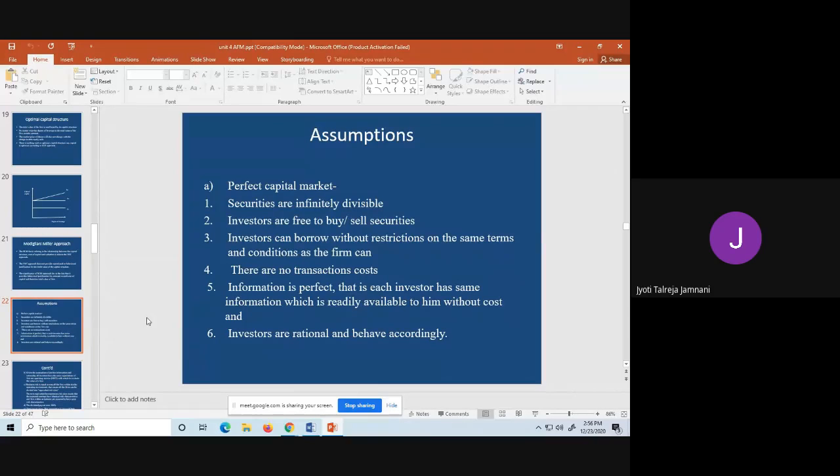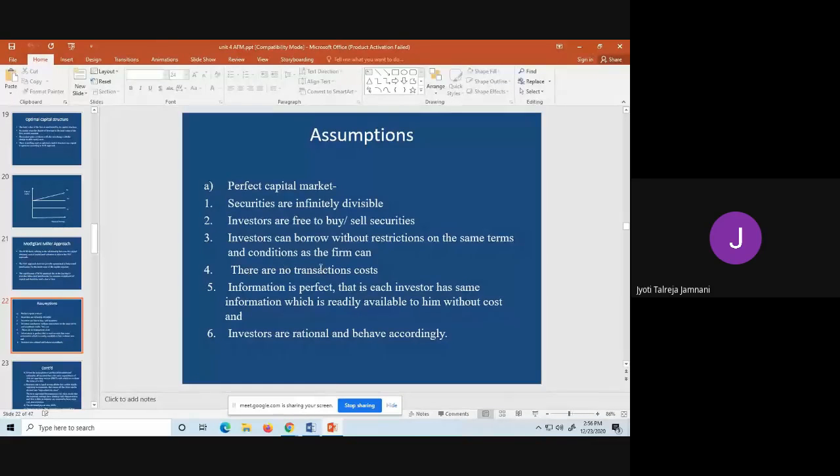So this assumption is also not true in real life, but MM says it is true. And if you remove this assumption, his theory won't work well. So he says that investors can borrow with the same terms and conditions like the firm can. So all these are assumptions. Why do we call it an assumption? Because they are not true. So I'm assuming it to be like this.